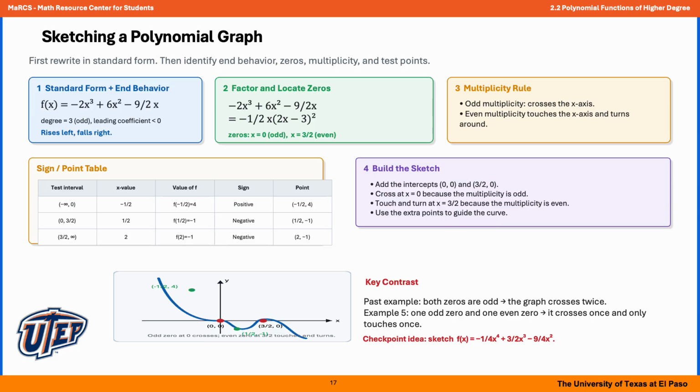Now building the sketch, we'll add the intercepts first, so 0, 0, and 3 over 2, 0. Now at x equal to 0, the function will cross because its multiplicity is odd, and at x is equal to 3 over 2, the function will touch because the multiplicity is even. So then, using the extra points from our test intervals, we can use those points to guide the curve, and we'll have the final function.